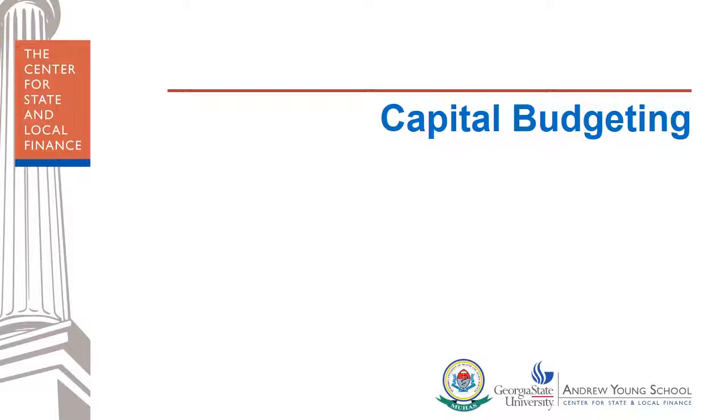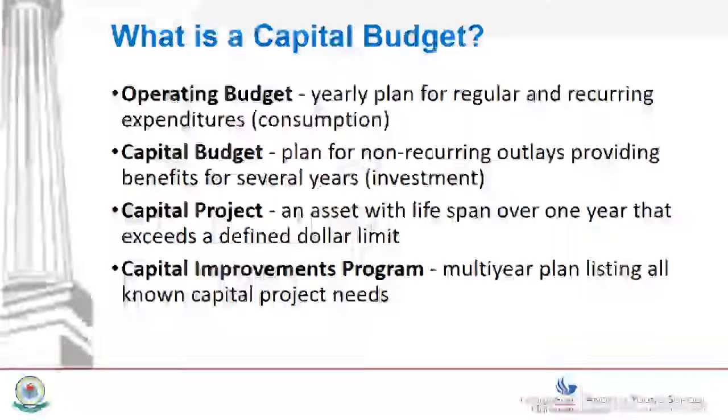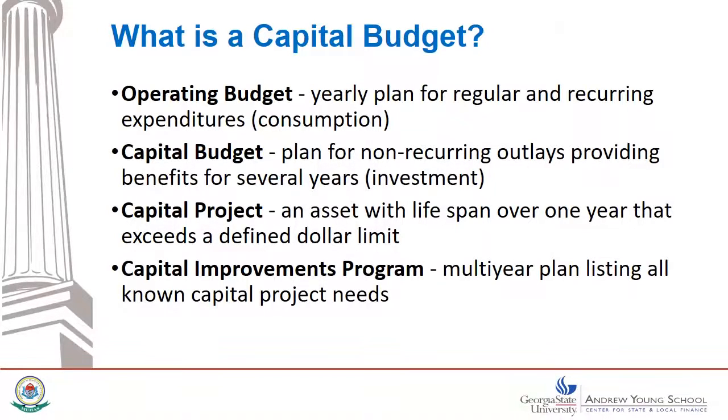This module examines the special budget process called the capital budget for handling high cost and long life purchases or construction projects. The annual operating budget is the yearly plan for regular and recurring expenditures. It's a consumption-oriented budget because staff worker time and the supplies and services used during the year are consumed. A new year carries with it the obligation to fund it all again if the same staff and planned services continue.